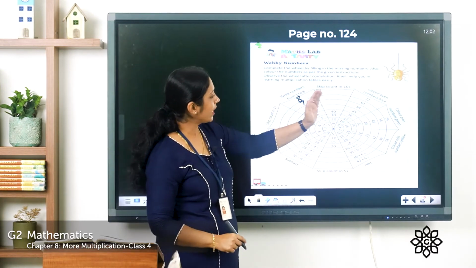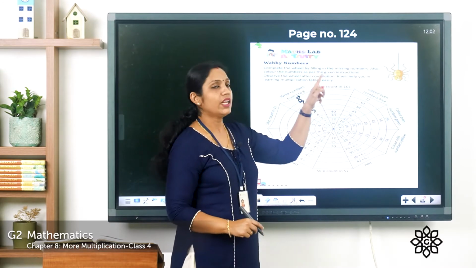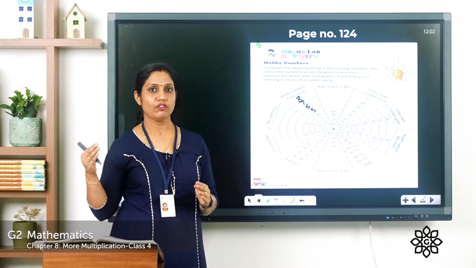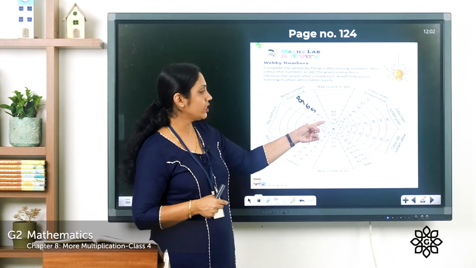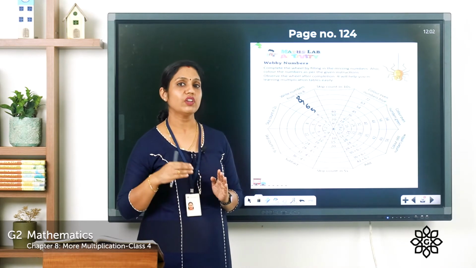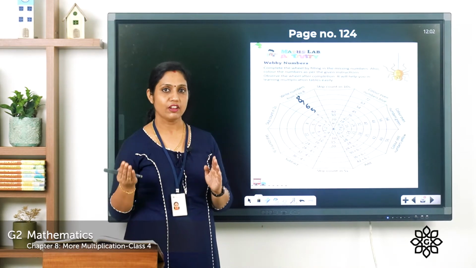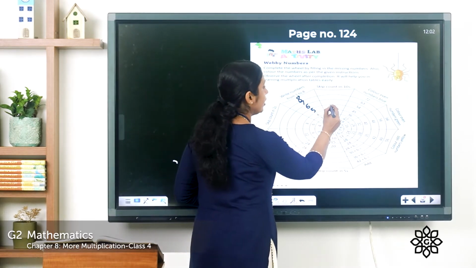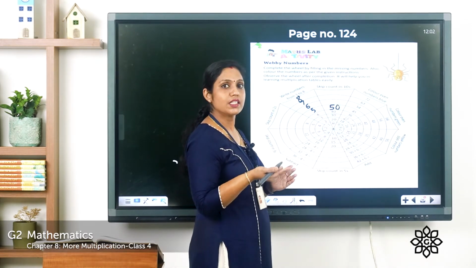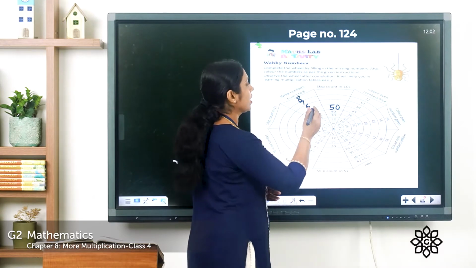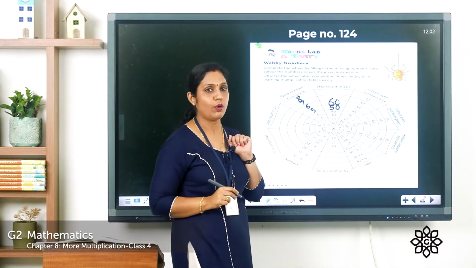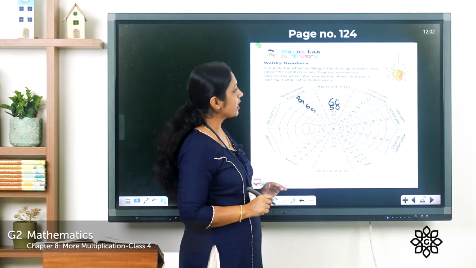Now moving on to the right side, skip count in tens. That is 10, 20, 30, 40. So here they are given 10, 20, 30, 40. After 40, which is the next 10? It is 50, right? 50 here. Now after 50, the next 10 is 60. Right? 60 here. Likewise, you can complete that box. Now let's move on to the right side.